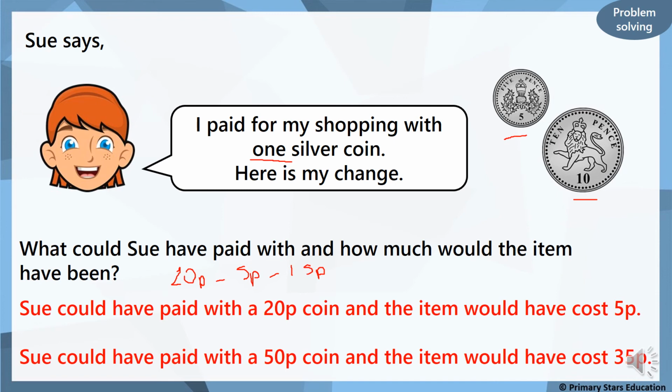She could have paid with a 50p coin and the item would have cost 35p because that also would have given her 15 pence change. It's about working through your ideas and seeing what you can come up with. You might not always be right first time, and that's okay. That's how we learn.